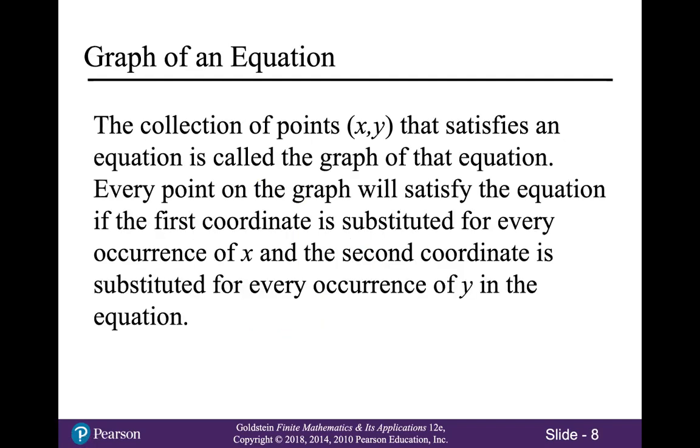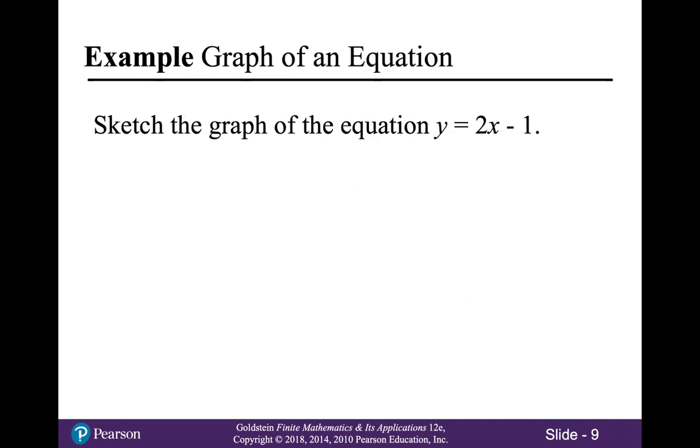All right, the graph of an equation. The collection of points, x comma y, that satisfies an equation is called the graph of that equation. Every point on the graph will satisfy the equation if the first coordinate is substituted for every occurrence of x, and the second coordinate is substituted for every occurrence of y. All right, so in this example, we will sketch the graph of the equation y equals 2x minus 1. And I'm going to do a lot of that work on my tablet. So let me switch over to the tablet.